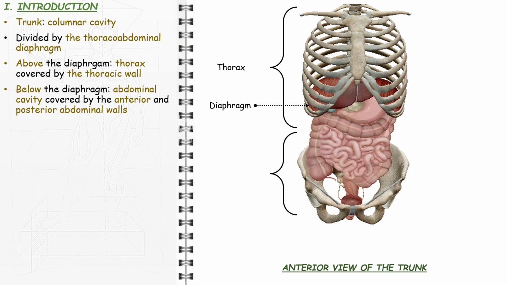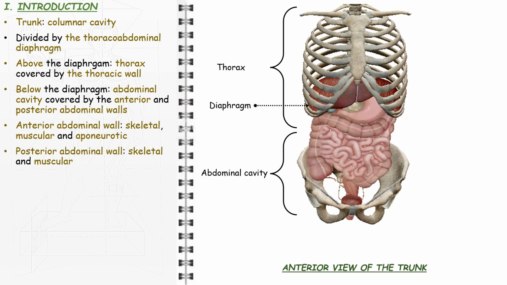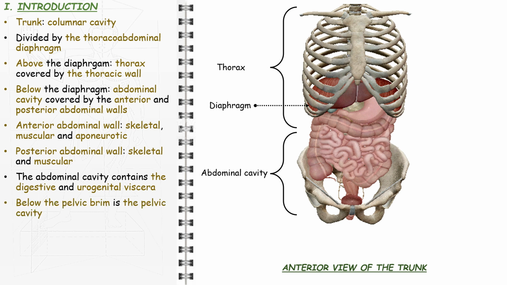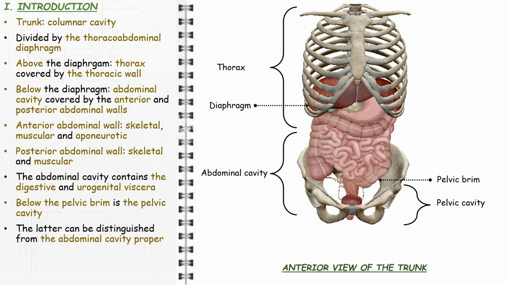The anterior abdominal wall is skeletal, muscular and aponeurotic. The posterior abdominal wall is skeletal and muscular. The abdominal cavity contains the digestive and urogenital viscera. Below the pelvic brim is the pelvic cavity. The latter can be distinguished from the abdominal cavity proper. It is closed below by the pelvic diaphragm.